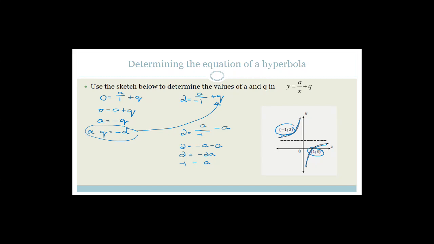And a is equal to negative q, or q is equal to negative a, therefore q is going to equal 1. So therefore we can substitute in, and we have to write it in that form. It becomes y is equal to, the a is minus 1, so it's minus 1 over x, and the q is 1. Plus 1. And we're happy with the fact that it's a positive value. You should expect it to be a positive value because this is above the x-axis.